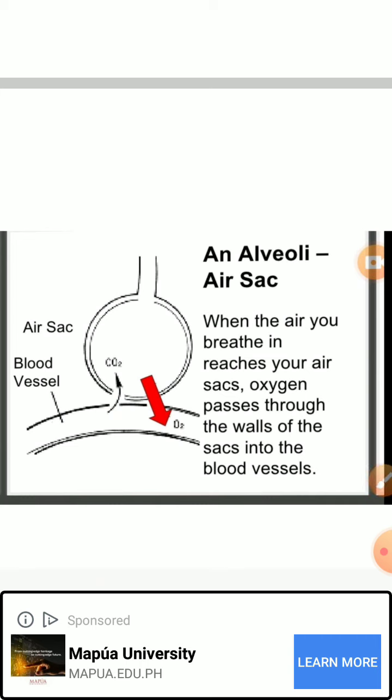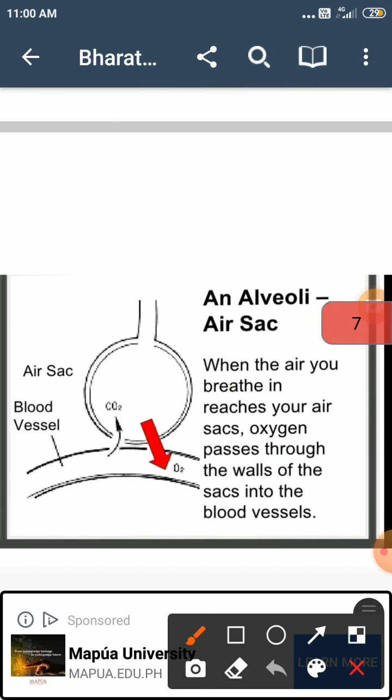So when the air we breathe reaches the air sacs, the alveoli, what has come into the alveoli? Air, oxygen. Now this oxygen passes to the blood vessels, because the alveoli contain blood capillaries, or blood vessels. The blood capillaries pass the blood into the blood vessels. This oxygen reaches through the walls of the sac into the blood vessels. Now your oxygen has come into the blood vessels.